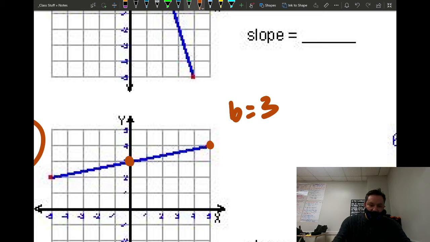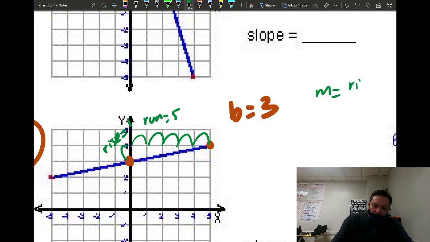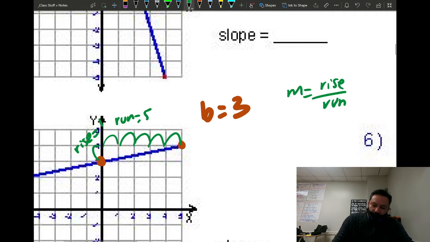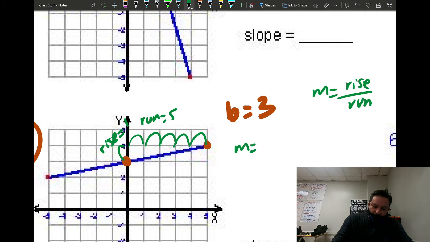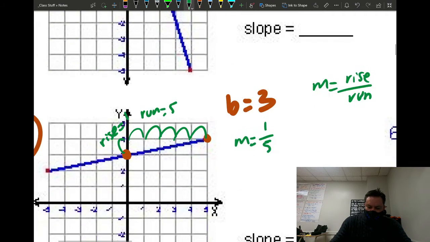From here, I'm just going to go up 1, and then I'm going to move over 1, 2, 3, 4, 5. So my rise equals 1. My run equals 5. And remember, the slope is rise over run. So your slope in this case is going to be 1 over 5.